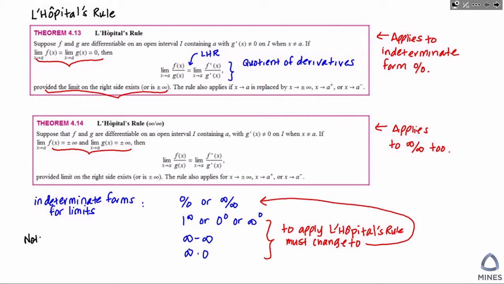For comparison, there are many forms for limits that are not indeterminate. For example, infinity times infinity will approach infinity. You can think big times big is big. Or 0 divided by infinity is 0. You can think small divided by something big is small. In these cases, L'Hopital's rule does not apply, and we don't need it to evaluate the limit. Next, we're going to look at two examples.